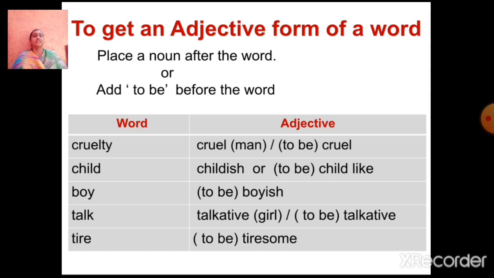Right? Now let's form a sentence by adding to be. Like, sometimes we need to be talkative in the class. So for the word talk, talkative is an adjective. Then the next word is tire, which is again a verb here, and the adjective form will be to be tiresome. So for the word tire, tiresome is an adjective.